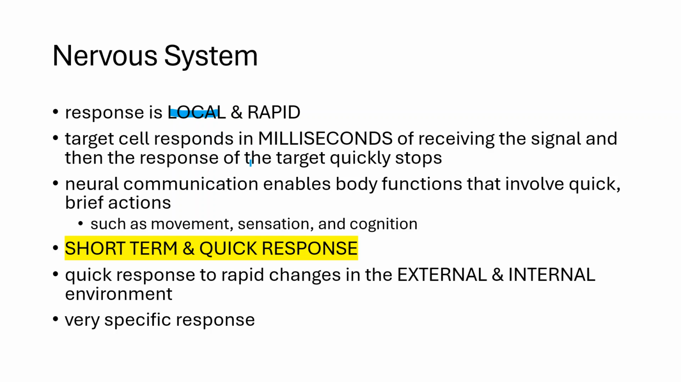That was chapter 12. Now, neural communication enables body functions that involve quick, brief actions, such as movement, sensation, and cognition. When you touch a hot pot on the stove, you don't want to wait 5 minutes to figure out that it was a hot pan. So again, this is very quick and very brief. The summary of this whole slide is that the nervous system works with short-term quick responses to rapid changes in the external and internal environment. External, like touching that hot pot on a stove and moving your hand away. Internal, like body temperature rising and we need to hurry up and fix that. So again, that's a quick response, with very specific responses.